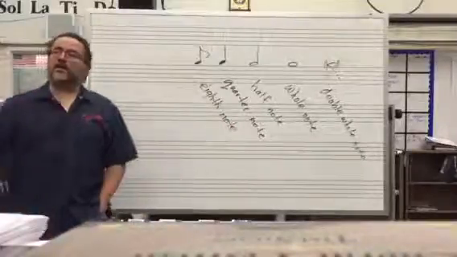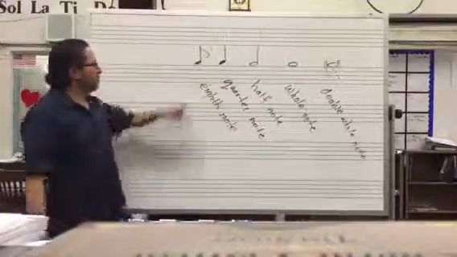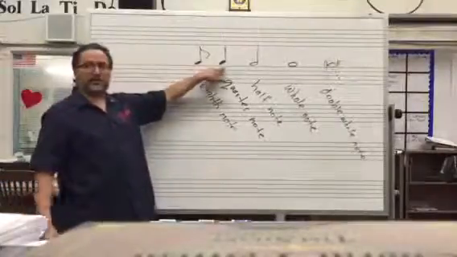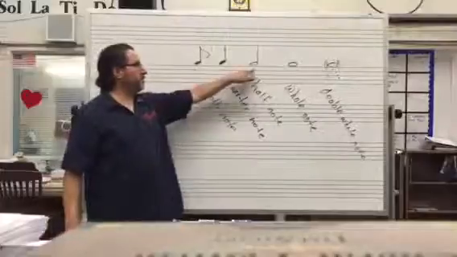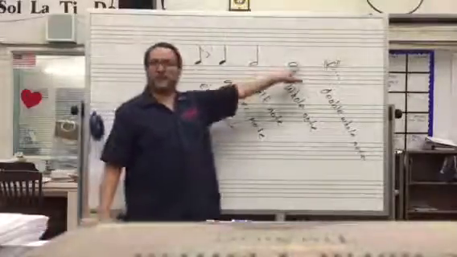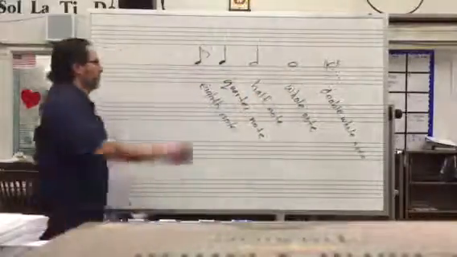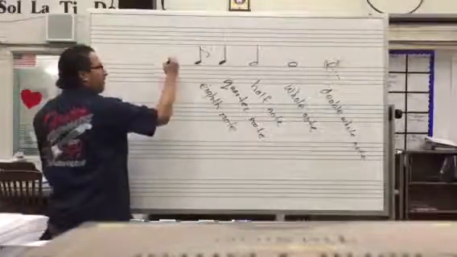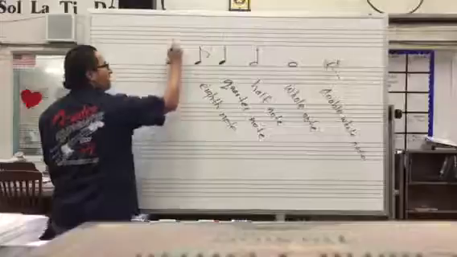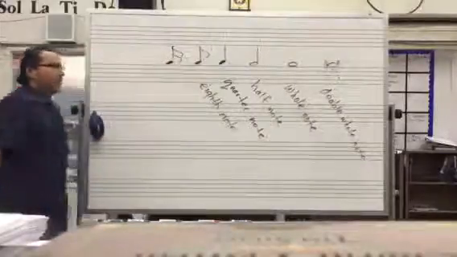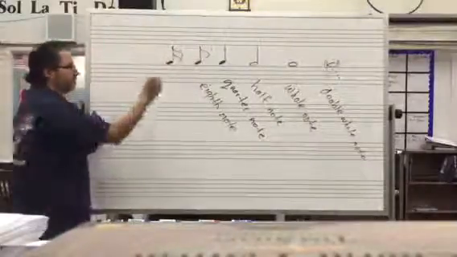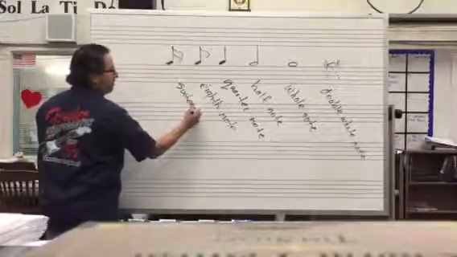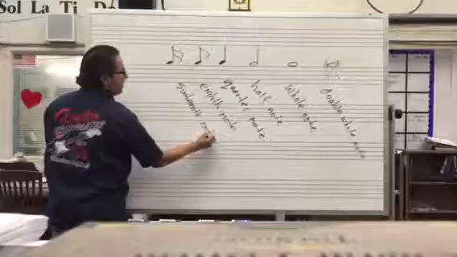So you add a flag and you're getting twice as short, which means now 2 of these will equal 1 of these. 4 of these will equal 1 of these. 8 of these will equal 1 of these, etc. All based on 2. Going back. Now we've gone this far in our books. We haven't necessarily seen too many of these, if any. If I add 2 flags, what do I get? 16th notes.